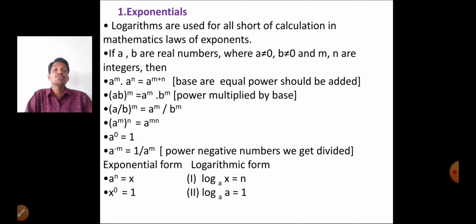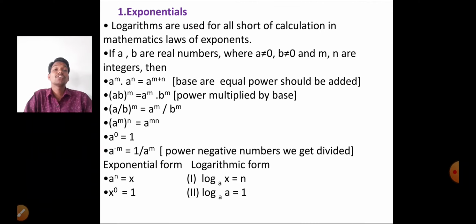Next, ab whole to the power of m means the power is applied to both a and b, so a to the power of m into b to the power of m. Next, a by b whole to the power of m is a to the power of m by b to the power of m. A to the power of m whole to the power of n means the two powers are multiplied: a to the power of mn. A to the power of 0 is 1. A to the power of minus m means the exponent is negative, so we write a fraction: a to the power of minus m equals 1 by a to the power of m.